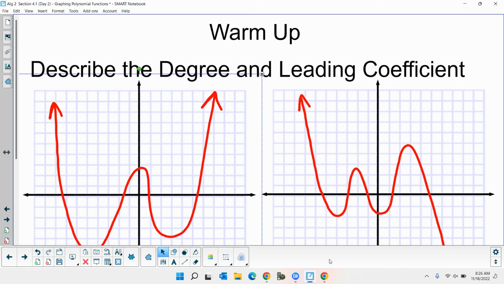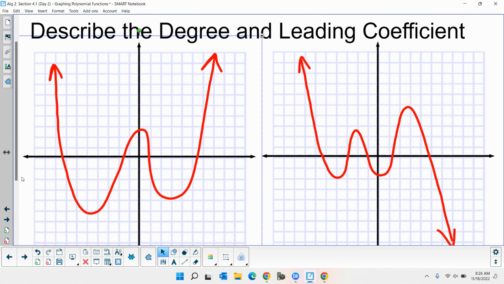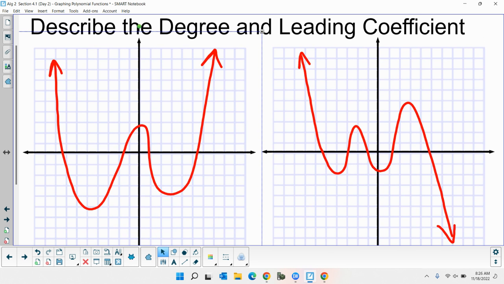So what's happening here? What kind of degree, odd or even, on the left? Even. Why? They're going the same direction, right? Yes, same direction. Okay, same direction, so the degree is even. And leading coefficient, is it positive or negative? Positive, because the far right's going which way? Up.